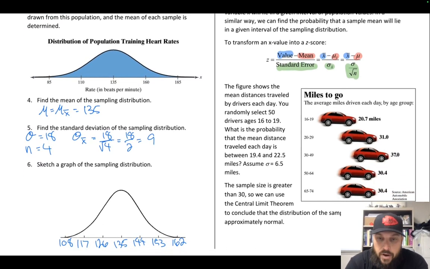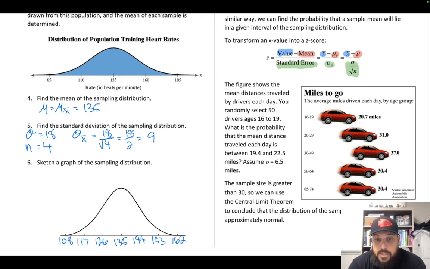All right, so let's look at this context here. So the figure shows the mean distance traveled by drivers each day. You randomly select 50. All right, so that's key. So 50, so we're greater than 30. So we know our sample means will be normally distributed. What is the probability that the mean distance traveled each day is between 19.4 and 22.5, assuming a standard deviation of 6.5.